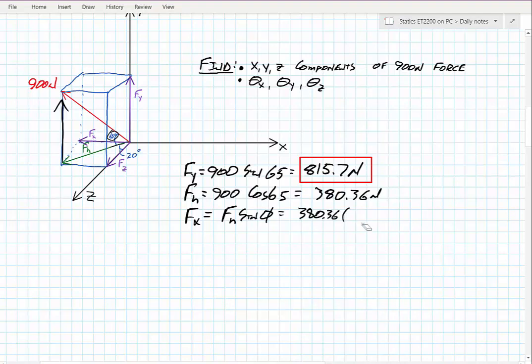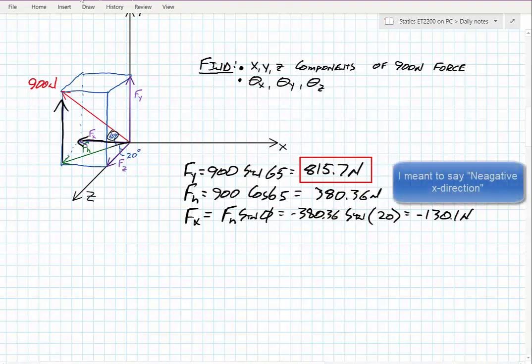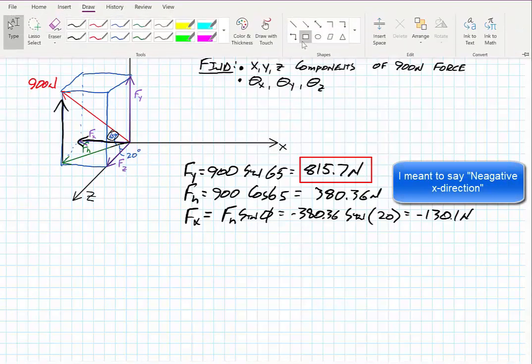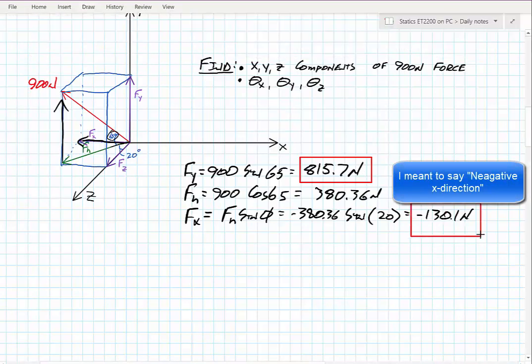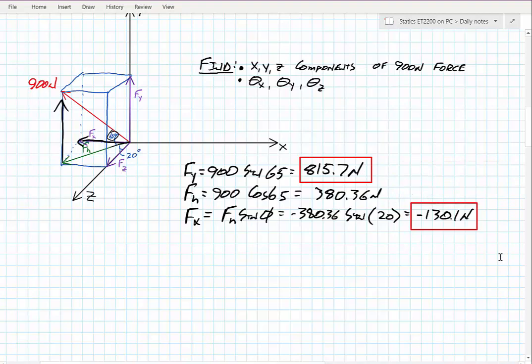380.36 times the sine of 20, and now that gives me 130.1 newtons. But similar to what we did before, if I look at what this x actually is, I am going to manually put in a negative sign here. The reason I'm putting in that negative sign is because I can see that it's pointing in the negative x direction. Instead of resolving it back to any other direction, I'm just saying, look, I use those angles and I can visually see how it would work.